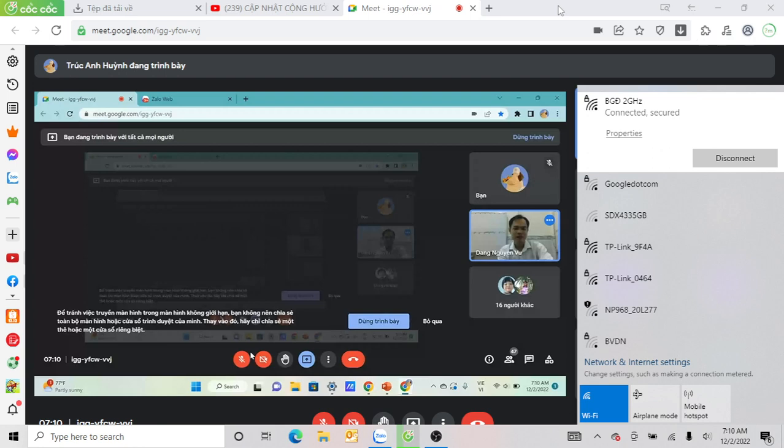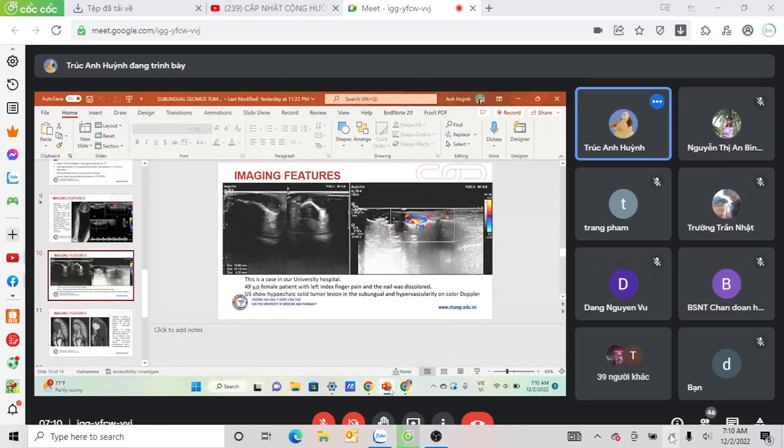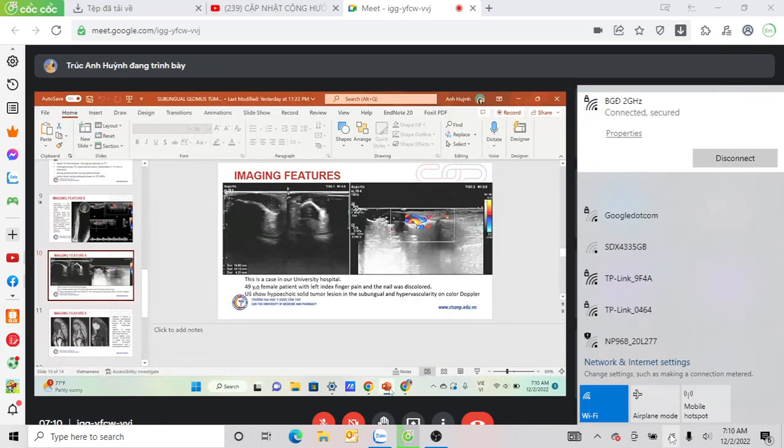So we have the case of glomus tumor. Is there any question? Any discussion? Very nice.